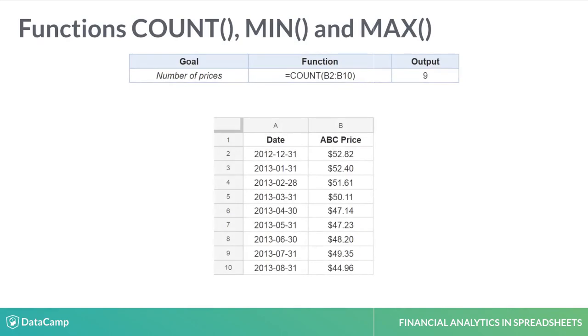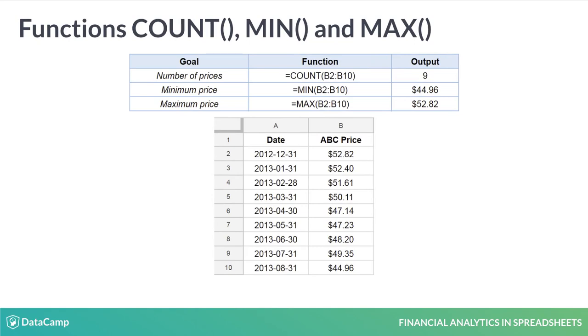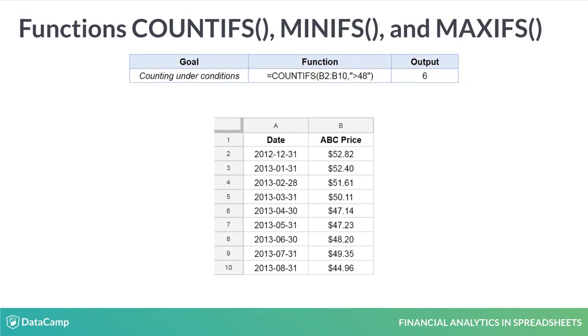The spreadsheet function to count the number of observations is count, while the ones to compute the minimum and maximum prices are min and max. They work the same way. The input is the range of cells from which you want to extract the information, and the output is the metric of interest. You can also condition the former calculations with given criteria.